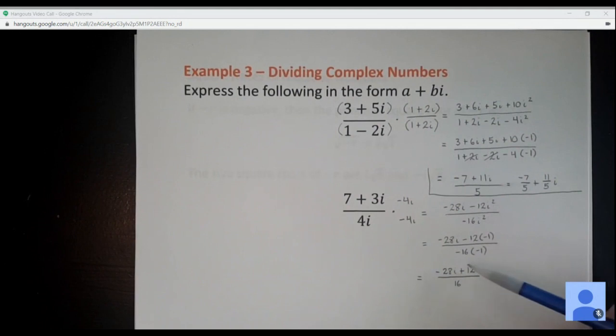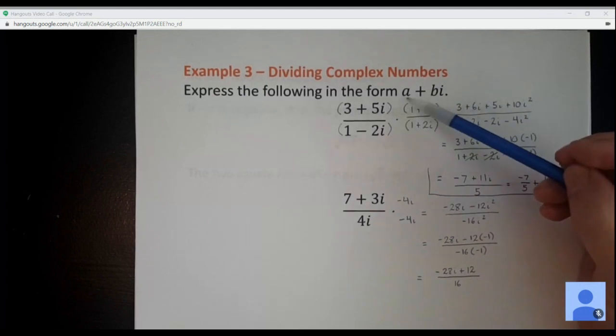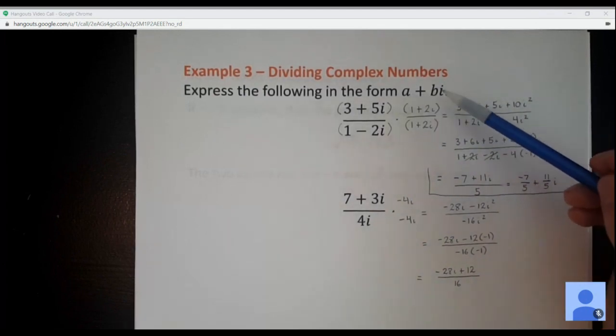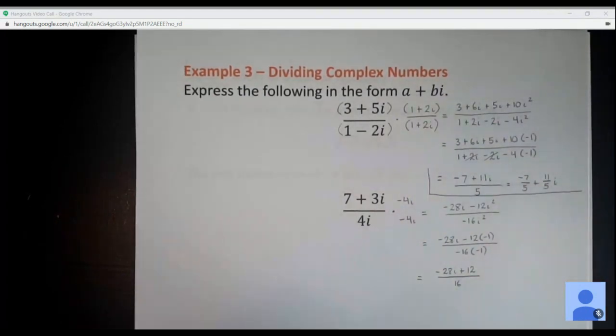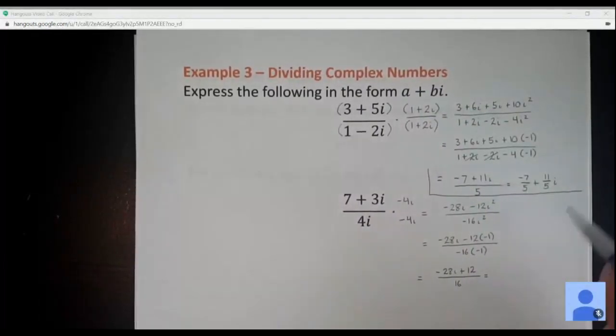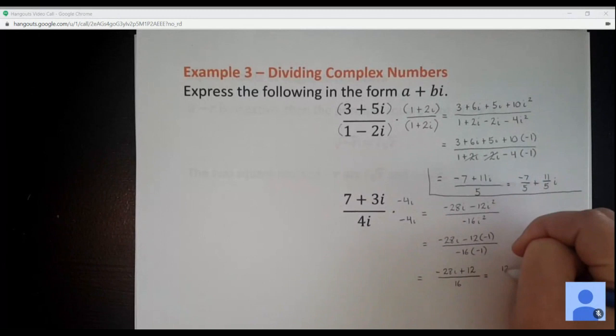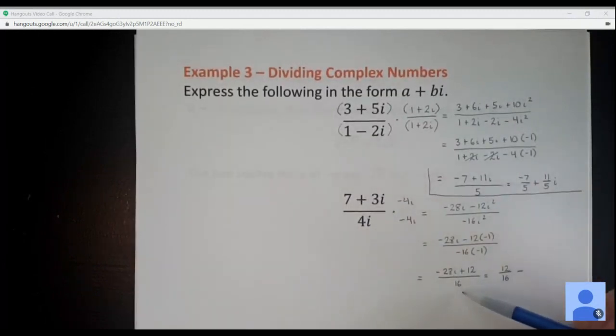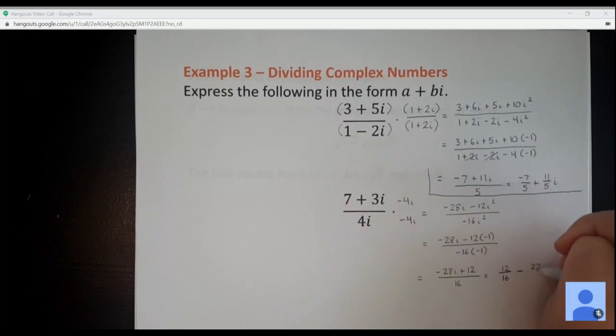And Sarah, the way you wrote it is also correct, right? So if you had done 12 minus 28i, you can switch those terms. And that's actually what I'm going to do in this last step, since we wanted it in that a plus bi form where the real part is first, the imaginary part second. So if I put my real part first, that's going to give us 12 over 16 minus 28 over 16 times i.